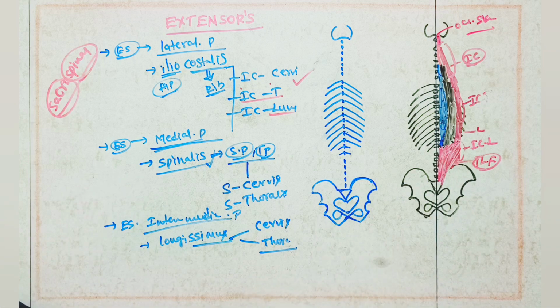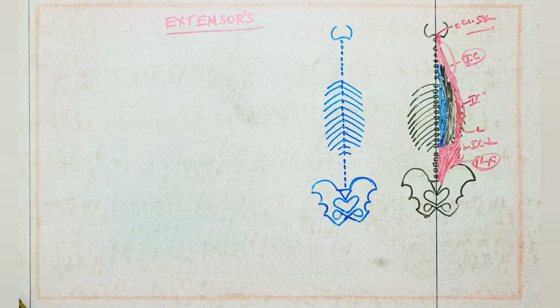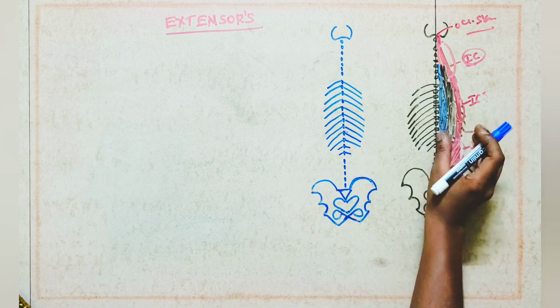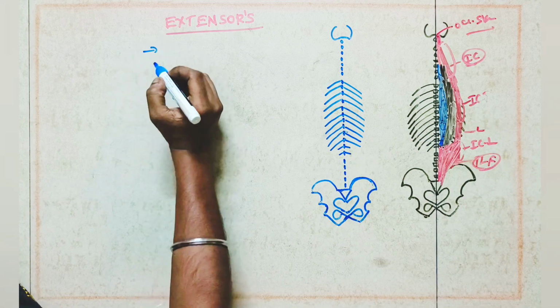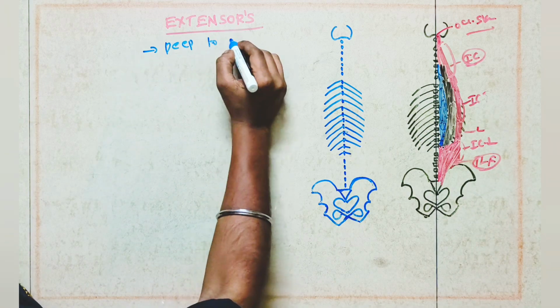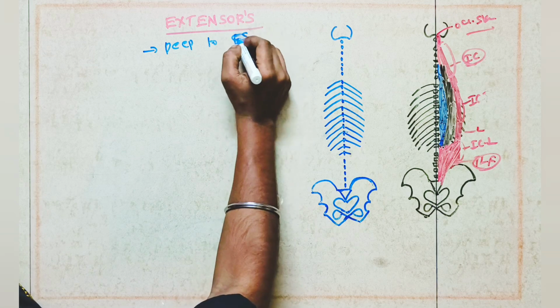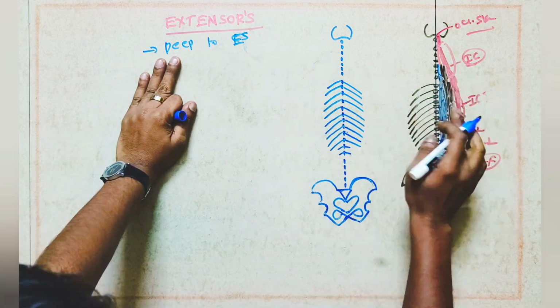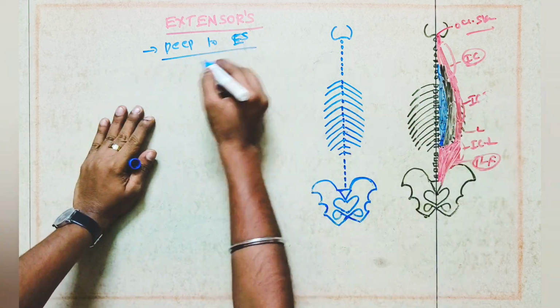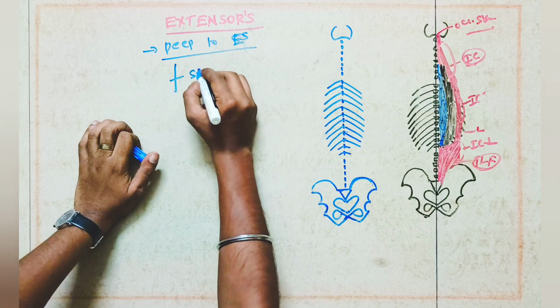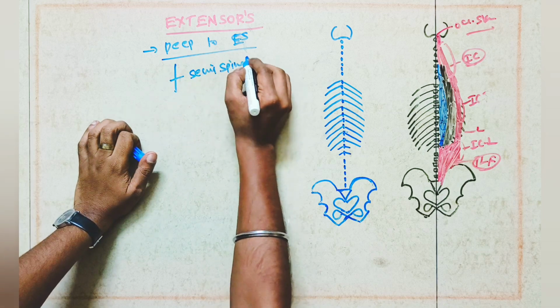Apart from these muscles, we have some other muscles among the extensors. The muscles we saw till now are the muscles of the erector spinae. Some muscles are present deep to the erector spinae, that means inside, deep to the erector spinae muscles. Those muscles are the semispinalis. First one, semispinalis muscle.